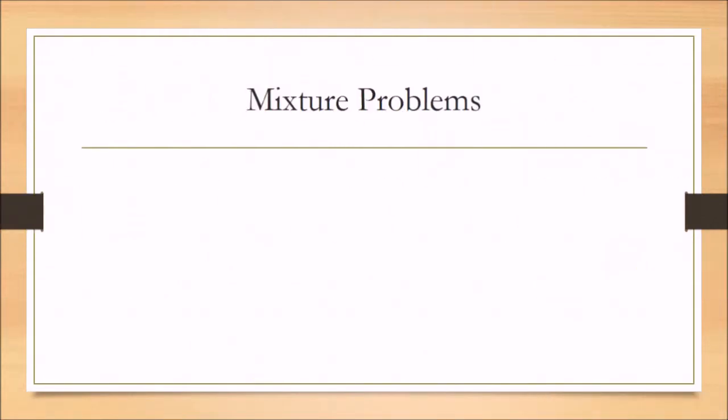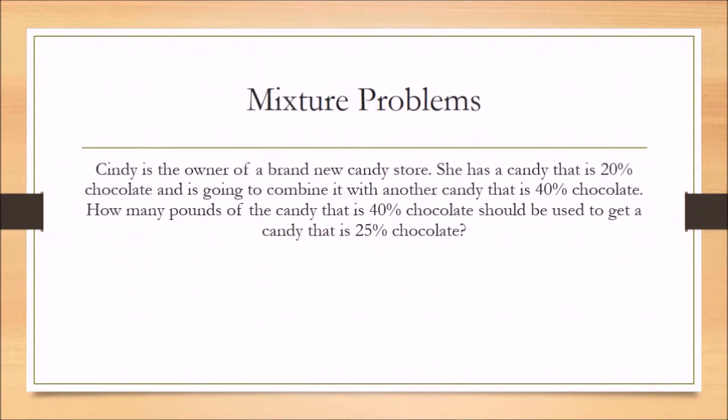Now, the other type of problems that we have are mixture problems, and these come up pretty frequently in college algebra books and classes, and they usually involve percentages like this. So it says Cindy is the owner of a brand new candy store. She has a candy that is 20% chocolate and is going to combine it with another candy that is 40% chocolate. How many pounds of the candy that is 40% chocolate should be used to get a candy that is 25% chocolate?